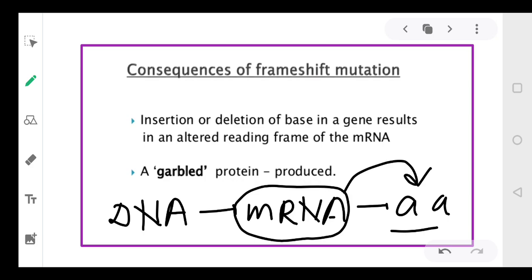So insertion or deletion of a base in a gene results in altered reading frame. Altered reading frame means the reading frame of the mRNA will change and because of this a different protein will be made, and it is possible that it is a garbled protein, which is not required at that point of time. The amino acid will be changed and it will build up a protein which is not at all required, right?